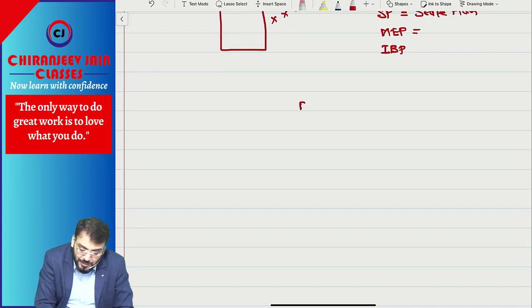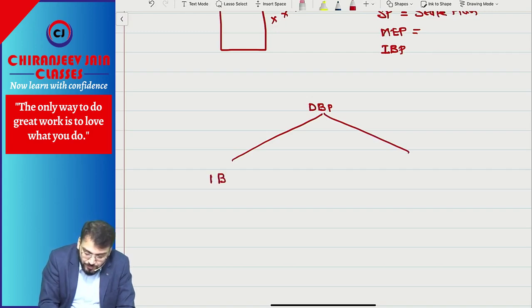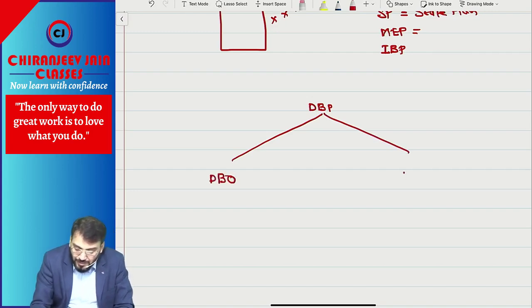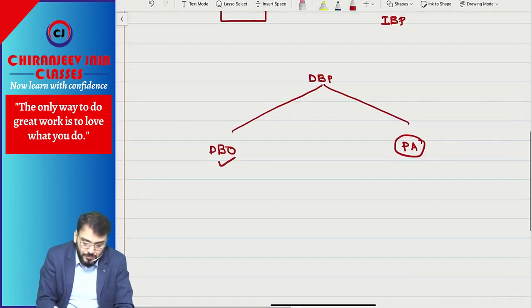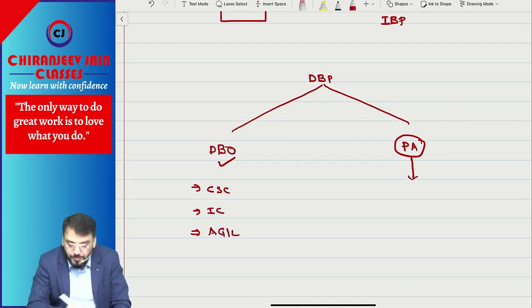Means in this topic there are 2 points. Whenever we are doing DBP, defined benefit plan, there is one accounting treatment for DBO. DBO means what? And there is one asset, plan asset. This we have understood. In this we have done current service cost, interest cost, actuarial gain or loss. Now we are discussing about what? Plan asset.